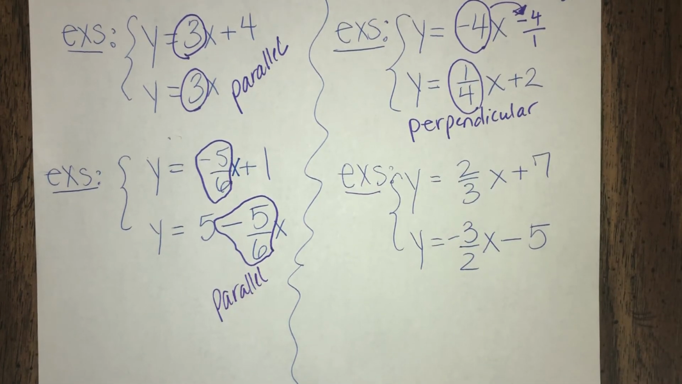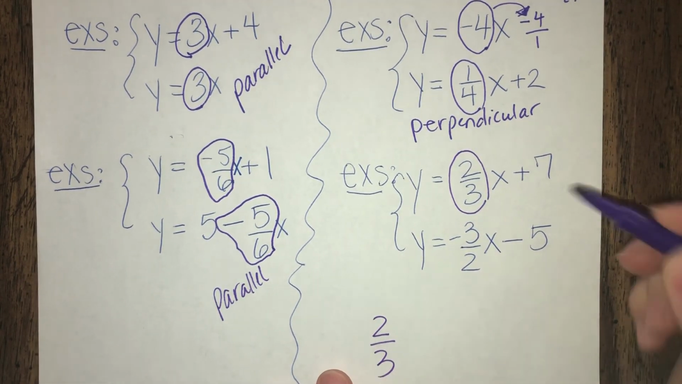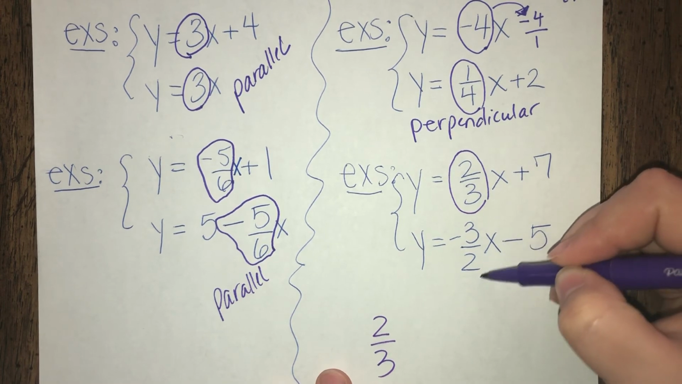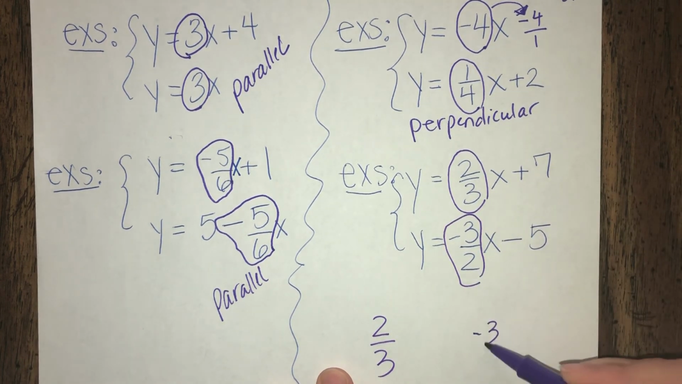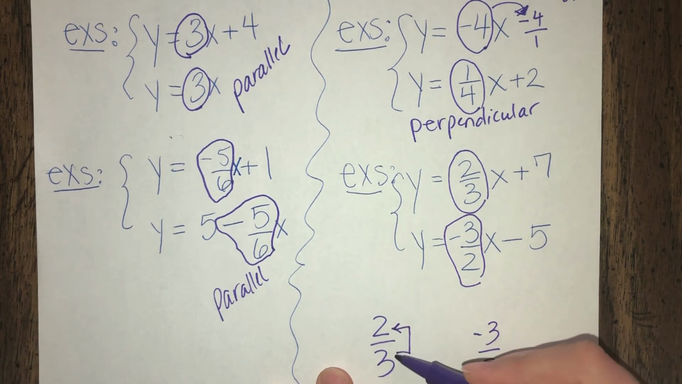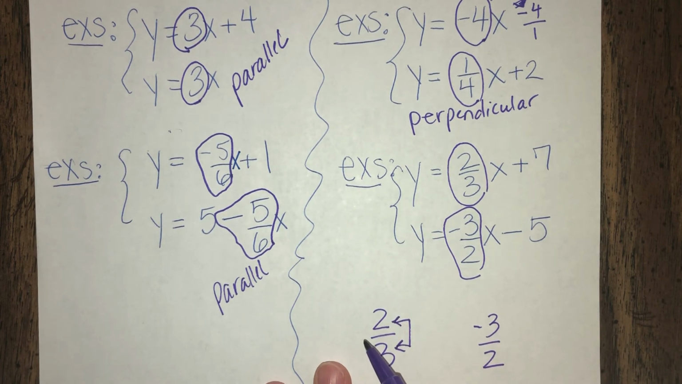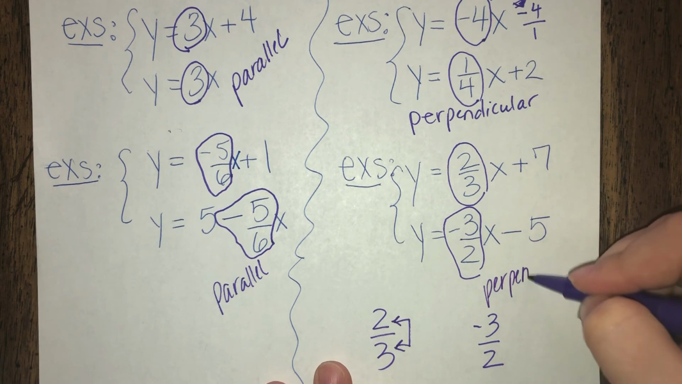Okay. Jumping to our other side, look for the x term. We have 2/3. Our other x is -3/2. First thing I need to see, did these switch around? Yes, they have. Is it changing, reversing its sign? Positive to a negative? Check. These are perpendicular.